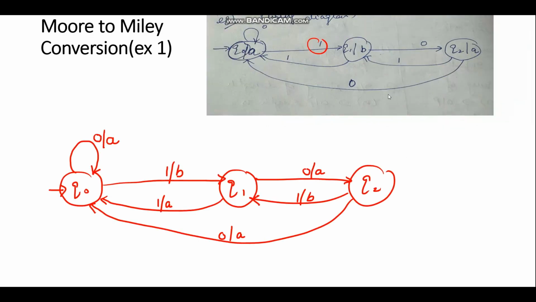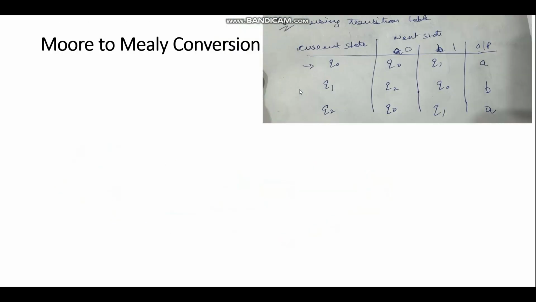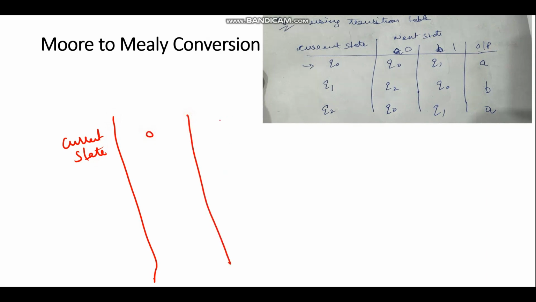This transition table is the same for this example problem. We can see it is given three states and the transitions are given. Now when this happens, we can convert it directly into a transition table. So how to draw a transition table? We will write the current state, then the input 0 and the input 1.